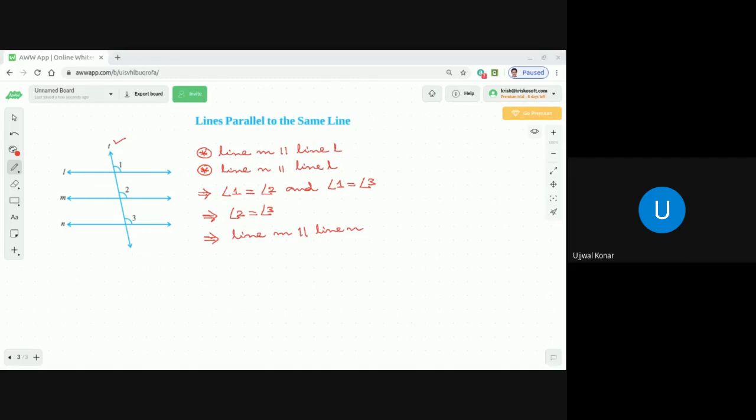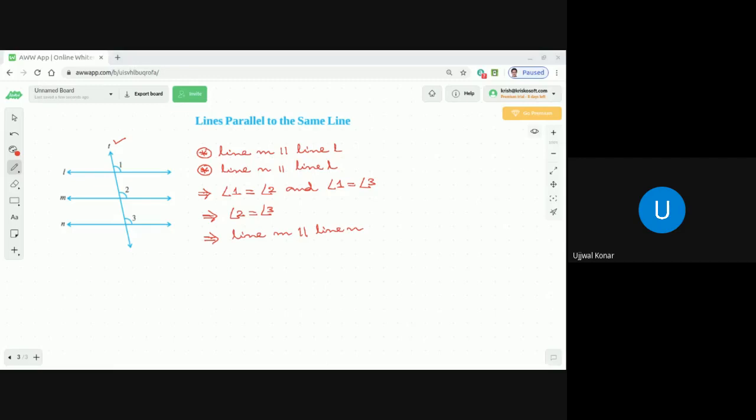So with the logical conclusion I have done one by one, it helps us to state the following theorem: lines that are parallel to the same line are parallel to each other. I repeat the statement before I write. Lines which are parallel to the same line are parallel to each other. For example, what?